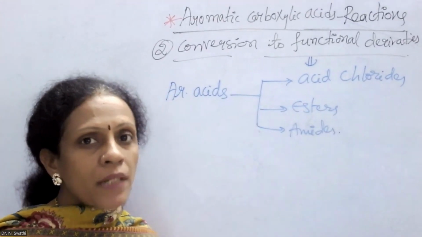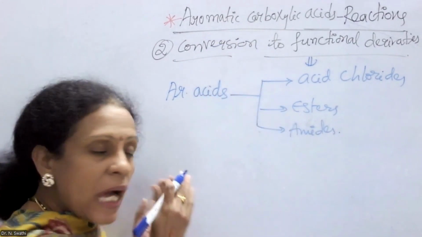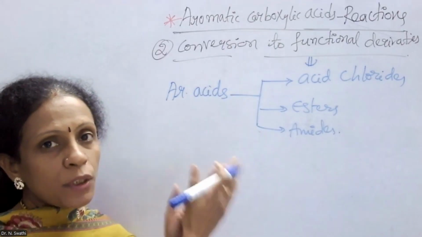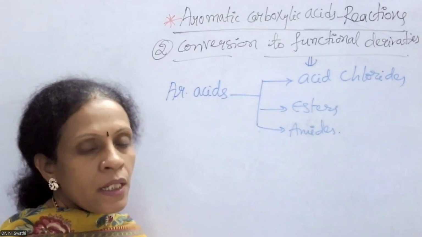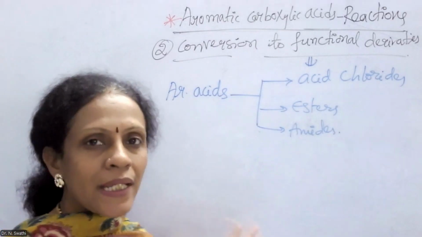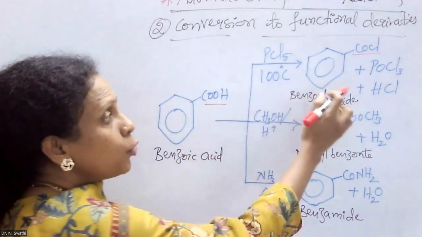The next important reaction of carboxylic acids is conversion to functional derivatives. That means these aromatic carboxylic acids can be converted to their functional derivatives such as acyl chlorides, esters, and amides. Now let us consider one example under each class. So the first reaction here is conversion of acid to acid chloride.